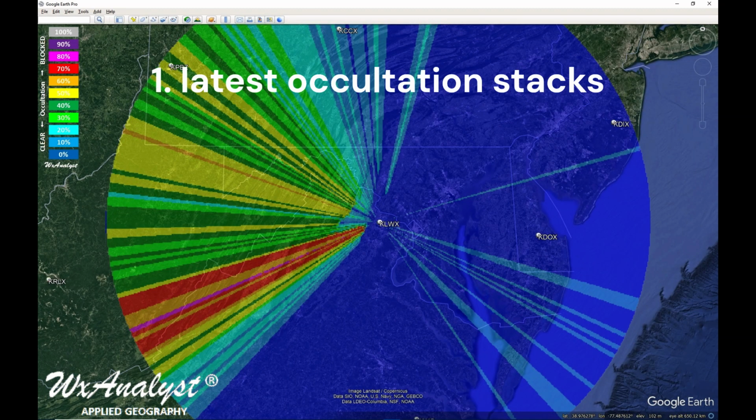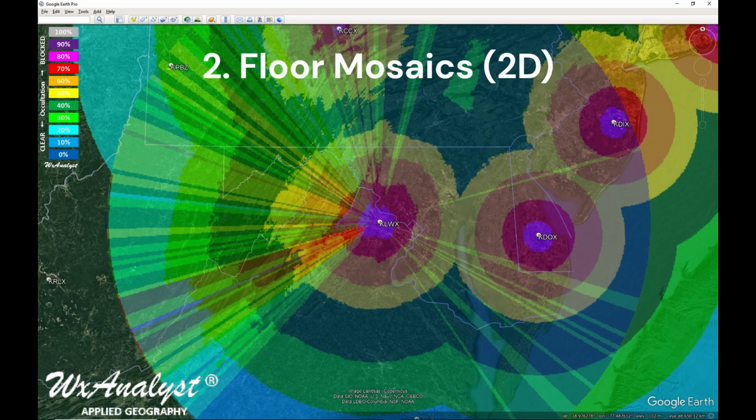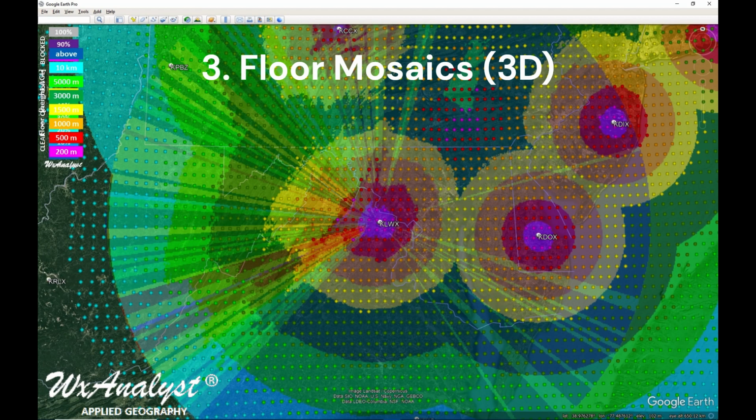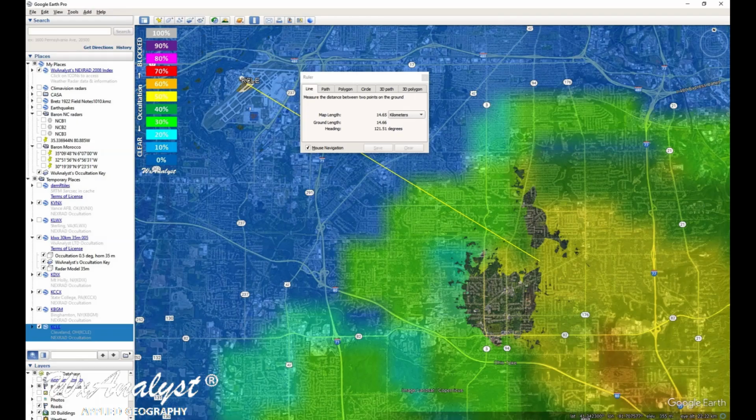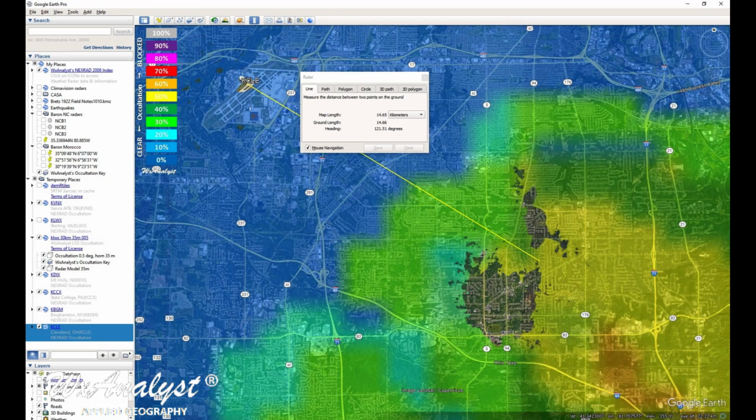We'll generate the occultation stacks for all radars. We'll identify gaps with the 2D mosaics and generate the popular 3D mosaics, and identify areas where people should be worried about beam exposure.